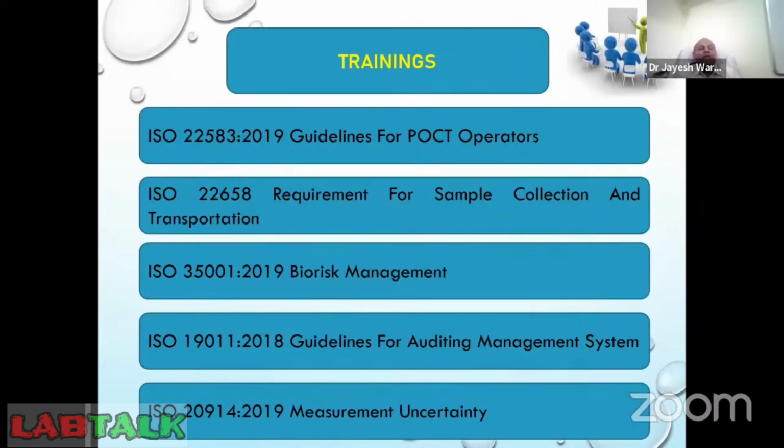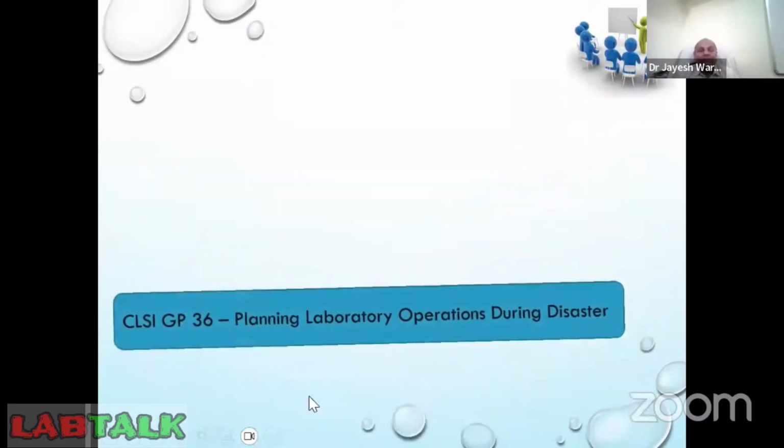So to have a complete knowledge of your technical requirement, your uncertainties in your measurement system, you should have knowledge and awareness about this standard. Measurement uncertainty is not a new standard, but this is the second publication, 2019. So you can undergo training or you can have knowledge about this standard, about the measurement uncertainty.